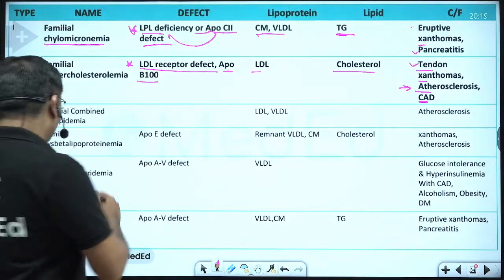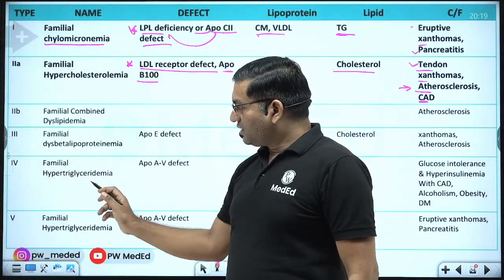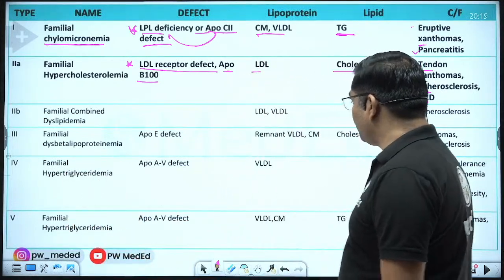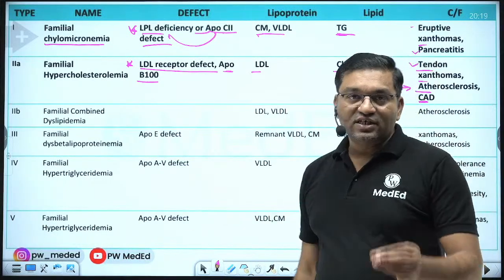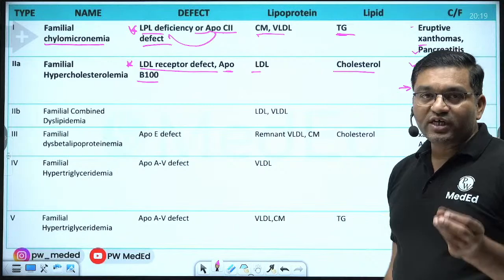Type 3 is familial dys-beta lipoproteinemia. Type 4 is familial hypertriglyceridemia, and type 5 is also familial hypertriglyceridemia. So in 4 and 5, there is increase in the TG level, there is increase in the VLDL level, and they are prone for the eruptive xanthomas.